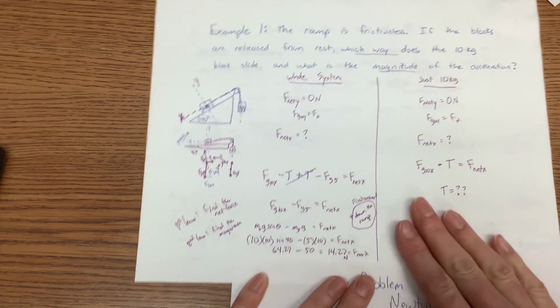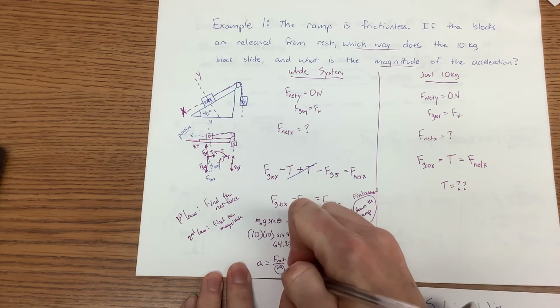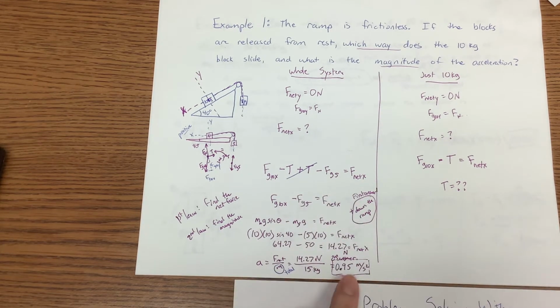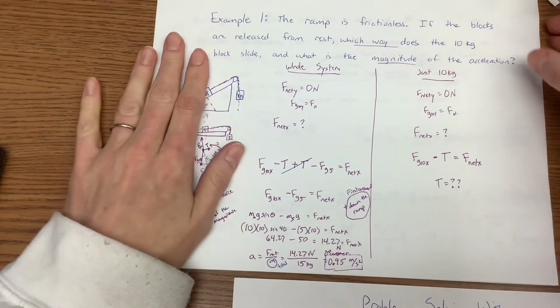Then I used Newton's second law: A equals F net over M. I divided by 15 kilograms, which is the total mass, and there I got the acceleration of the entire system. That is my answer to example 1.